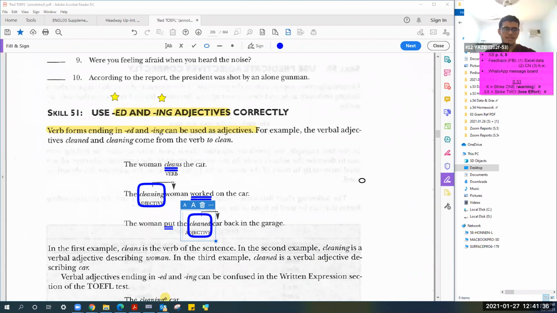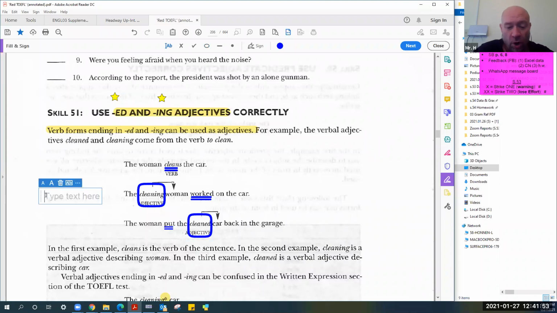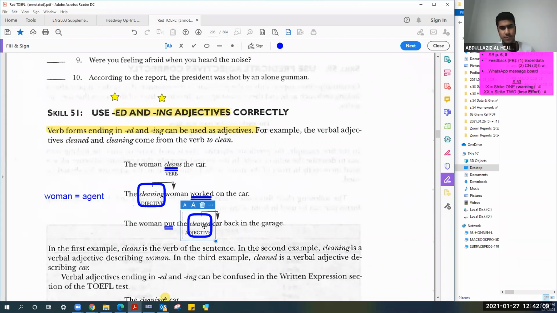Ing, because the woman does the cleaning. Yes. She does the cleaning. In other words, the agent. We call her the agent, okay? The woman here is the agent of this adjective. She does it. You understand? All right, Yazid, what about this?